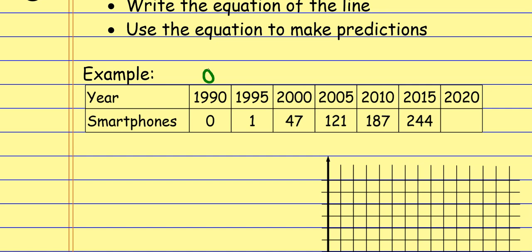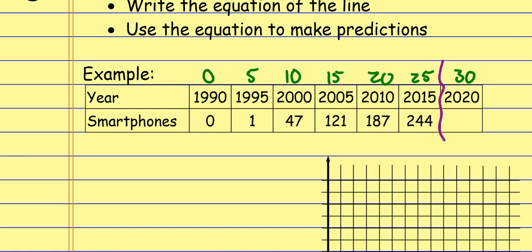I'll call this year 0. So then 1995 would be year 5. See, that's 5 years later. This would be year 10, then 15, 20, 25, and 30. And that's the one we're going to make a prediction about, the year 2020.